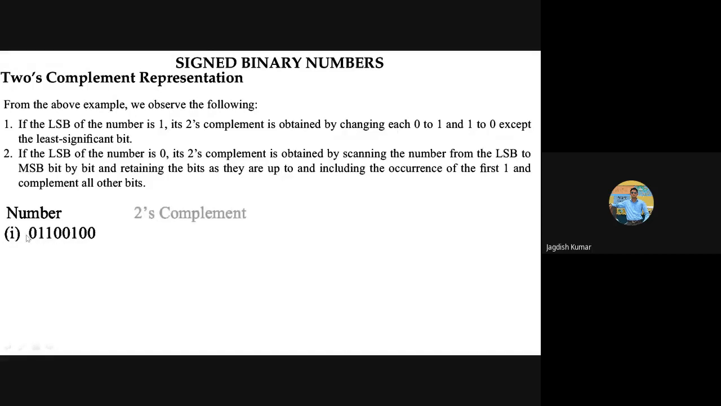So what should be the 2's complement of this number? This one. I hope you got the application of second rule. So this will be 0, 0, 1 kept as such. These 3 kept as such. And then remaining are changed, with every 0 replaced with 1 and every 1 replaced with 0. So this is 2's complement of this number.